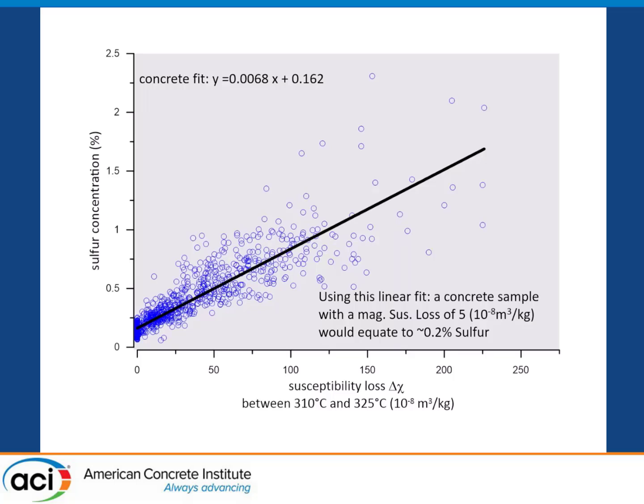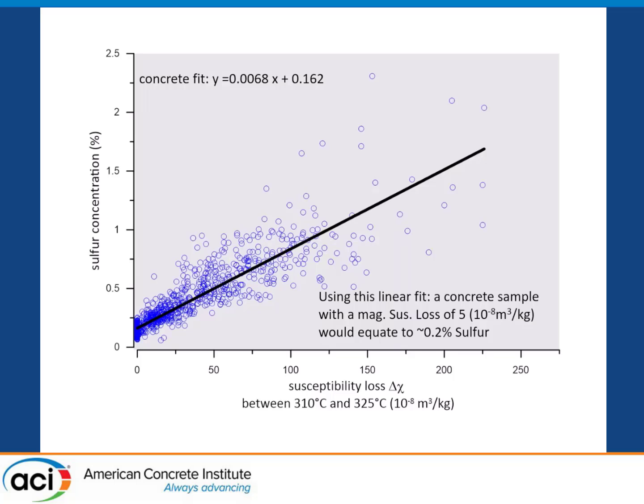The first thing we can do is estimate by looking at the linear relationship between these two parameters. A magnetic susceptibility loss of 5 equates to 0.2% sulfur, just using the equation of the linear fit. So 0.2% sulfur, total sulfur.